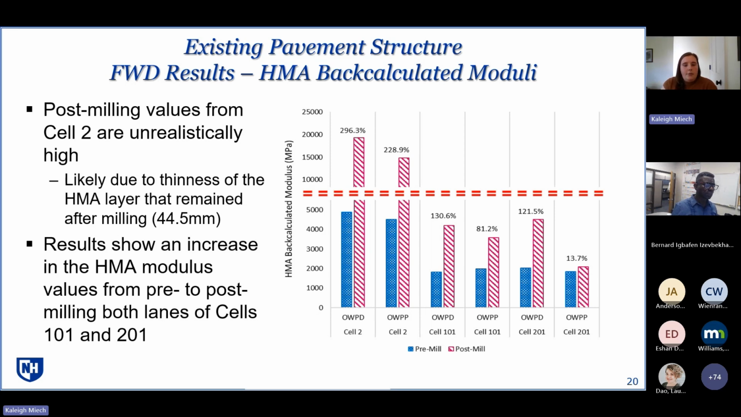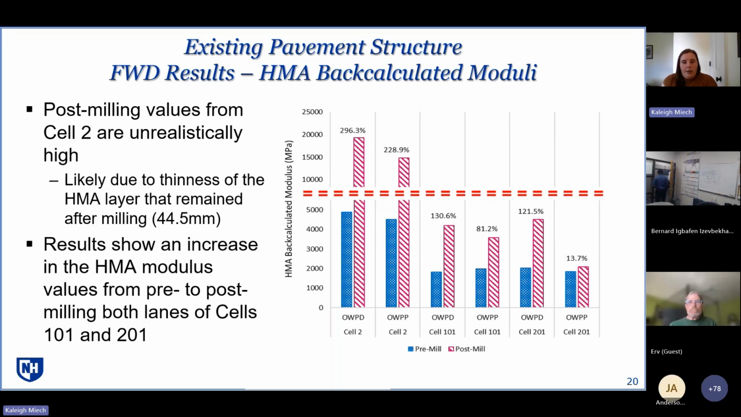So we can see when we examine these results that the post-milling values from cell 2 are unrealistically high values for a back-calculated modulus. This is likely due to the thinness of the HMA layer that remained after milling in cell 2, which I discussed when I showed the cross-sections of these cells. When we examine these results, we can also see that there is an increase in the HMA modulus values from pre to post milling in both lanes of cells 101 and 201 as well.